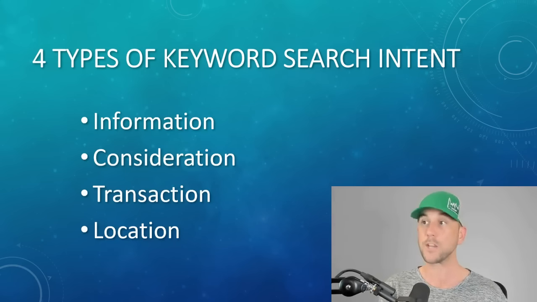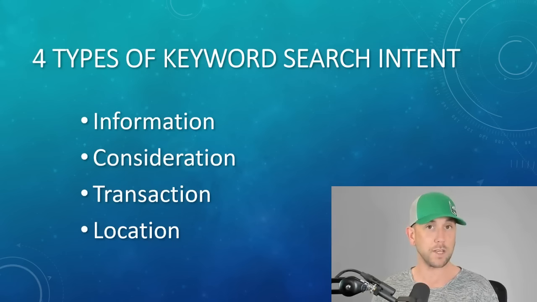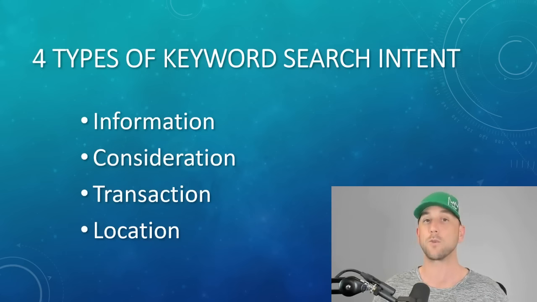So what are the four types of keyword search intent? Well, there's information, there's consideration, there's transaction, and there's location. We're going to break down each and every one of these in further slides, and then I'm going to give you examples of how they all work together. But really, every search can pretty much be categorized into these four things.